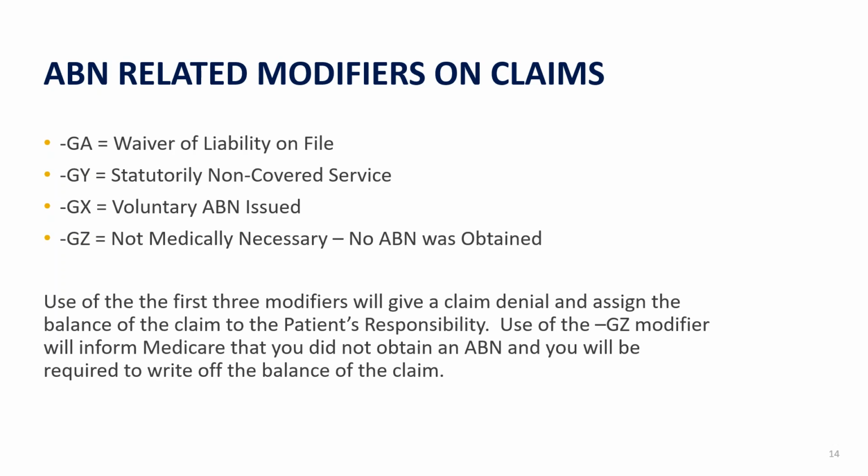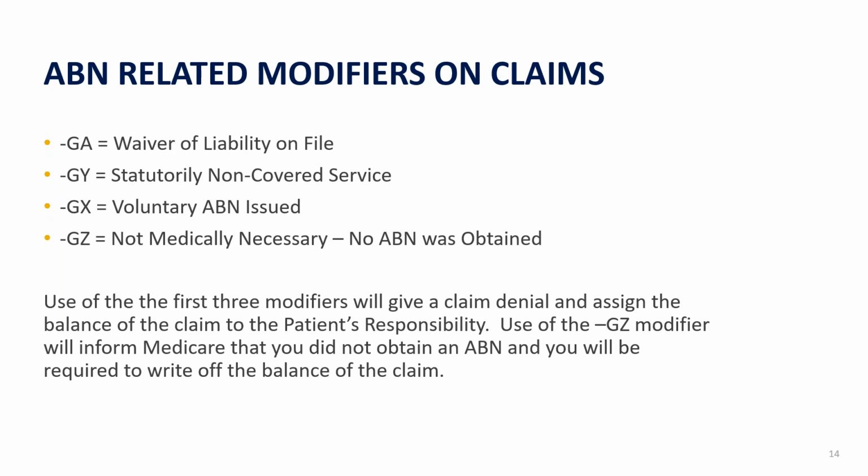And GX, again, is that the voluntary ABN is issued. So if you're submitting statutorily non-covered services to Medicare and you did obtain an ABN, then you would use two modifiers, the GY and the GX modifier.